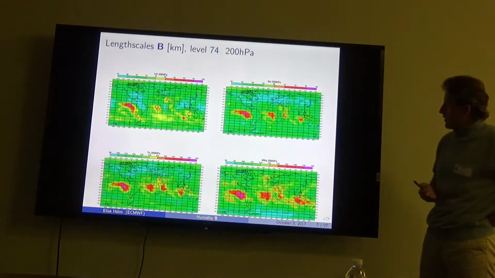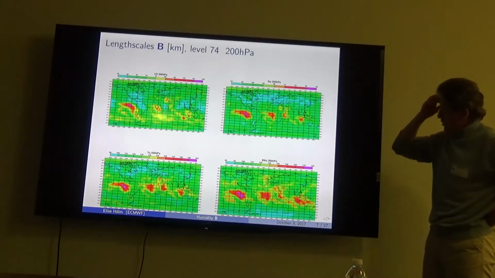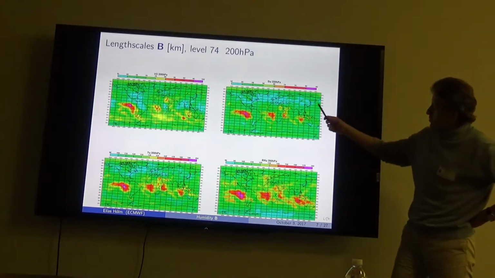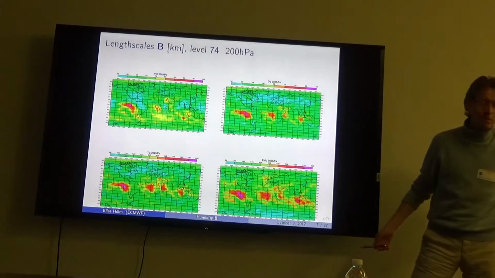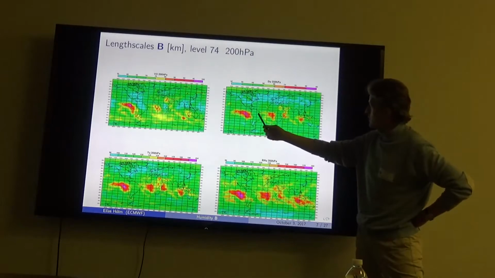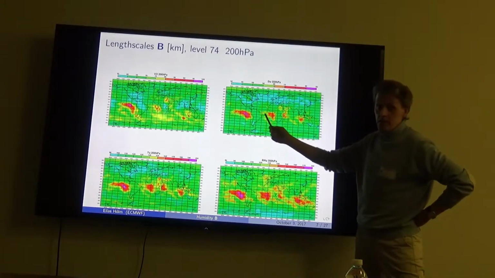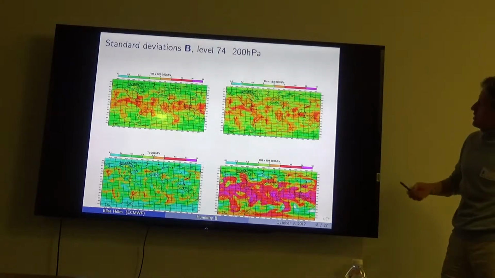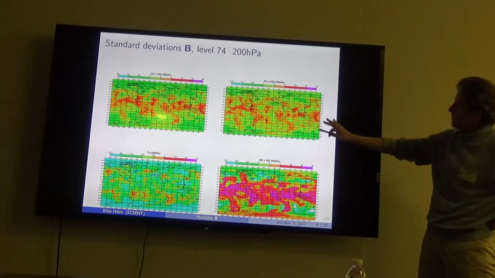Okay, next one. This is just 200 hectopascal, how it looks in horizontal for the length scales. You can see a little bit in the upper troposphere, 200 hectopascal, the length scales have about the same pattern for all variables. You see here downdraft regions, and then there's quite a contrast between the ocean and land. You will see that further down. Again, let's go to the next one. This is the standard deviation at 200 hectopascal. You start to see a lot of detail here. Let's go to the next one.